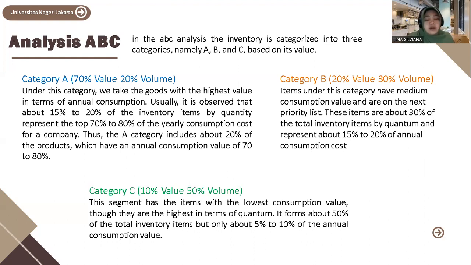Category C, 10% value, 50% volume. This segment has the items with the lowest consumption value, so they are the highest in terms of quantum. It forms about 50% of the total inventory items, but only about 5 to 10% of the annual consumption value.